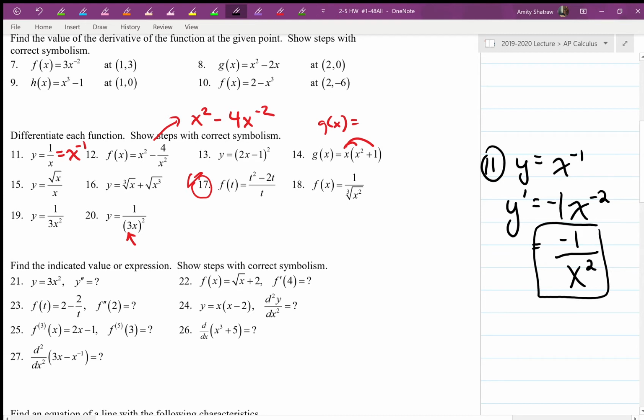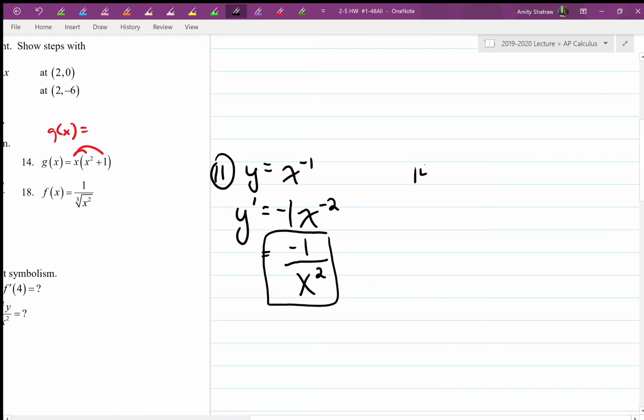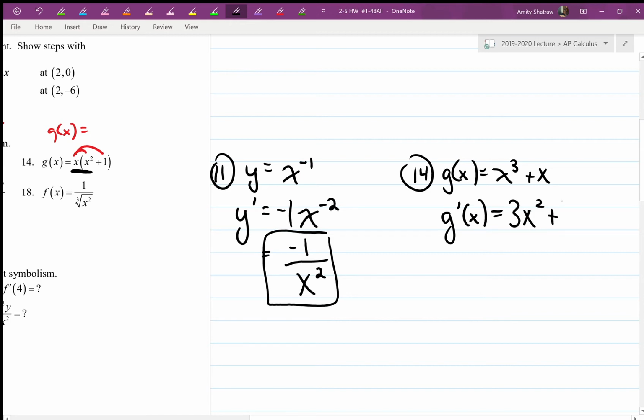How about number 12? I think if you've done that one, you should be able to do number 12. For number 14, I said I'd give you a hint. Let's see what happens if I actually distribute. So x times x squared is x cubed, and x times 1 is x. And can you take the derivative of that? Oh, I sure hope so. g prime of x is 3x squared plus 1.